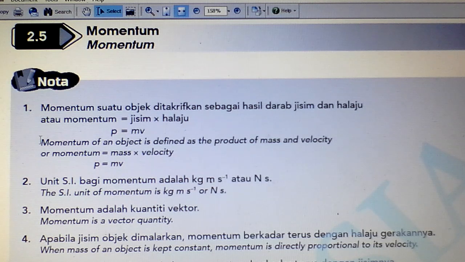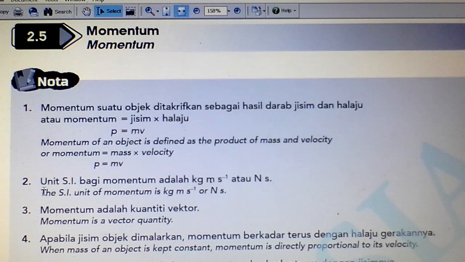Momentum of an object is defined as the product of mass and velocity, or momentum equals mass times velocity. Or we can write the symbol for momentum, small p, equals mass m multiplied by v, velocity. So we have p equals mv.